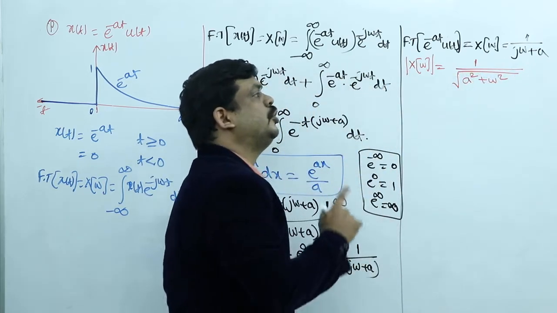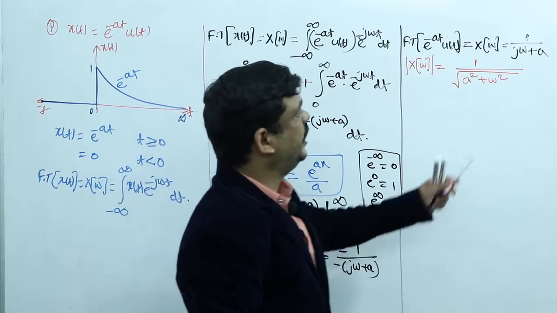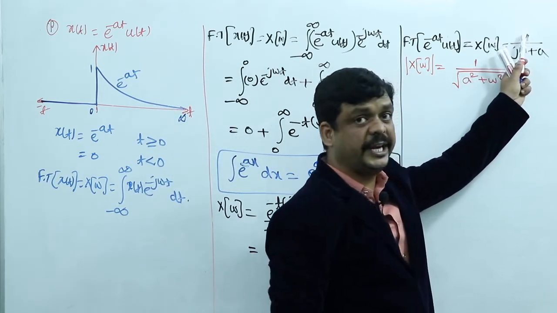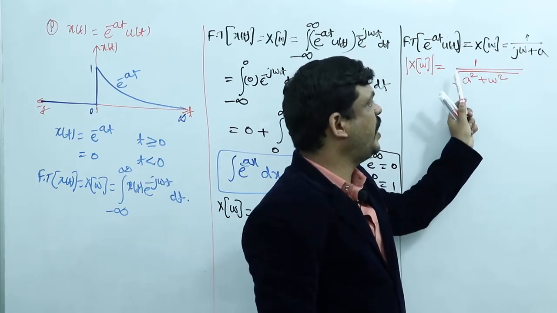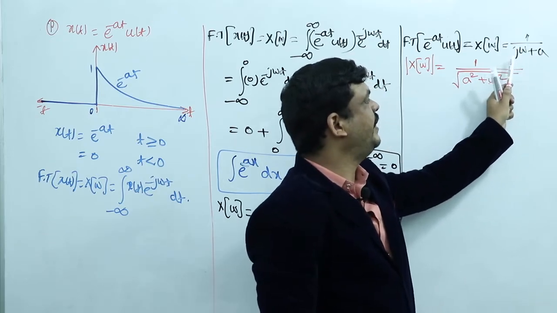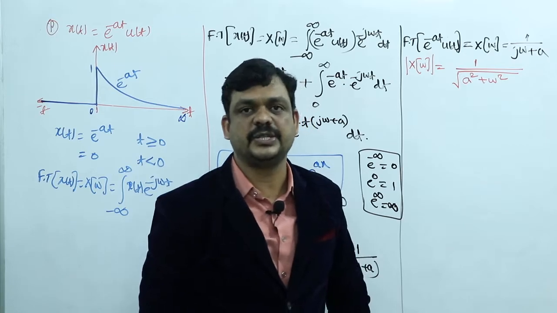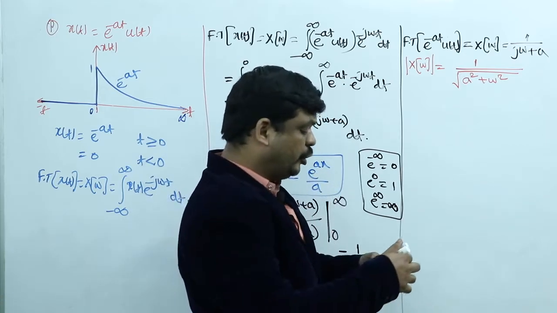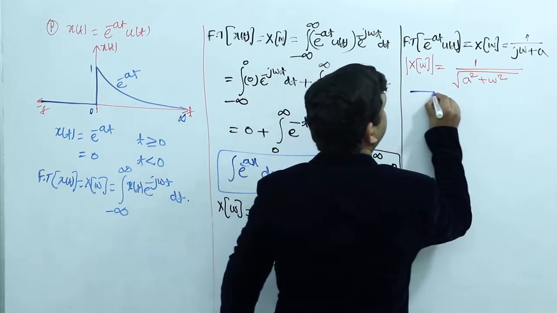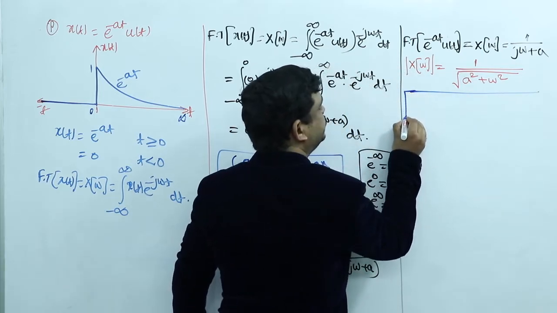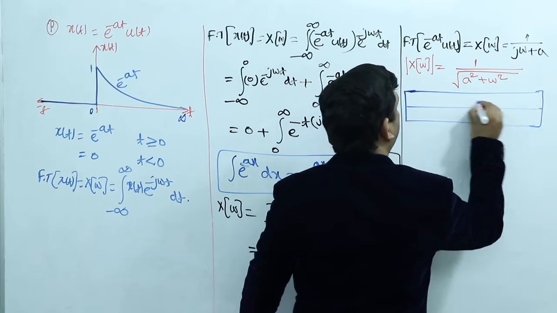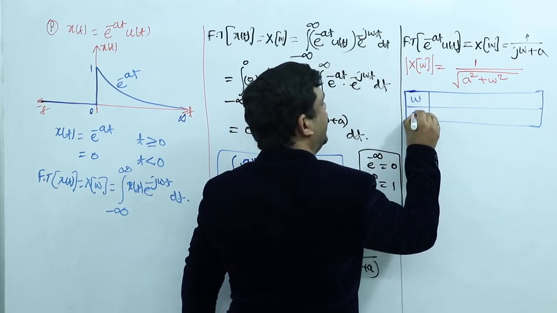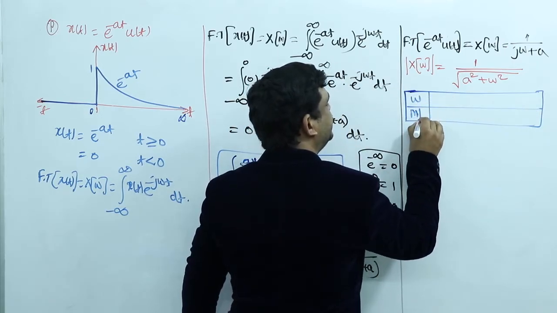So the magnitude of the function is 1 by, here 1 I have written as it is because only a real term is there, 1 by the square root of real term square plus imaginary term square, a square plus omega square. Then we have to prepare one simple table here. Within this table we have to write a few values: omega values and magnitude values.